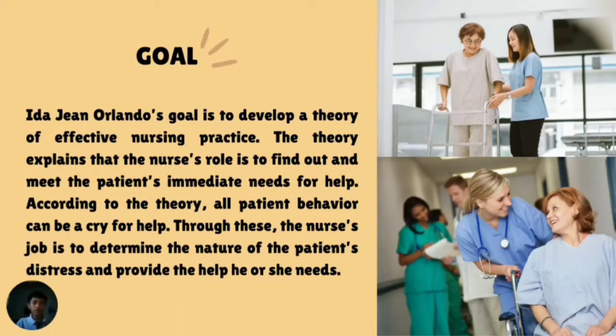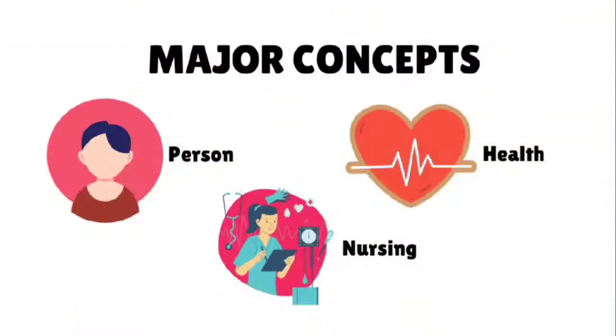Ida Jean Orlando's goal is to develop a theory of effective nursing practice. The theory explains that nurses' role is to find out and meet the patient's immediate need for help. According to the theory, all patient behavior can be a cry for help. Through this, the nurse's job is to determine the nature of the patient's distress and provide the help he or she needs.